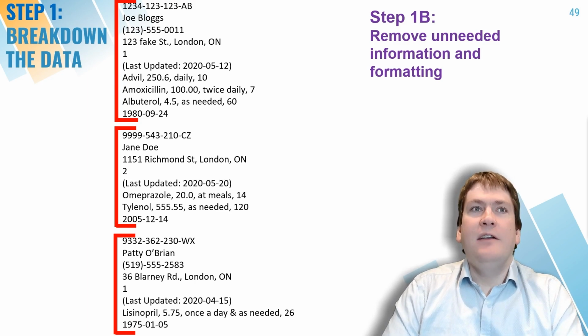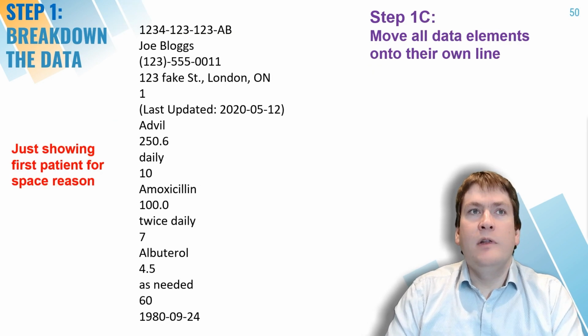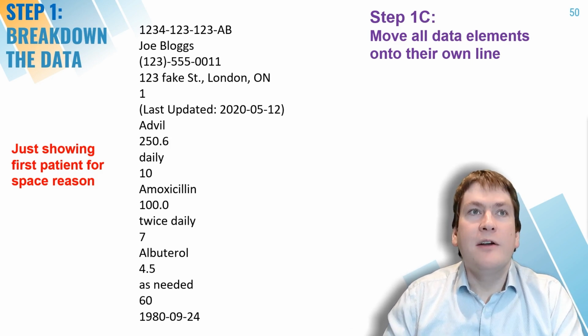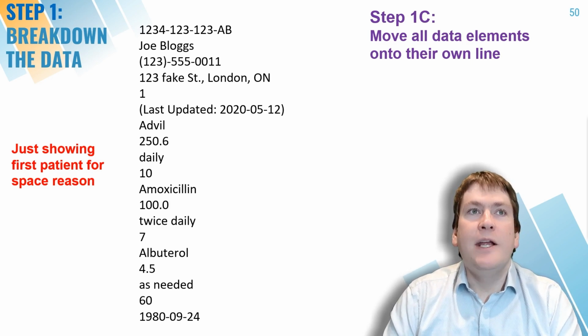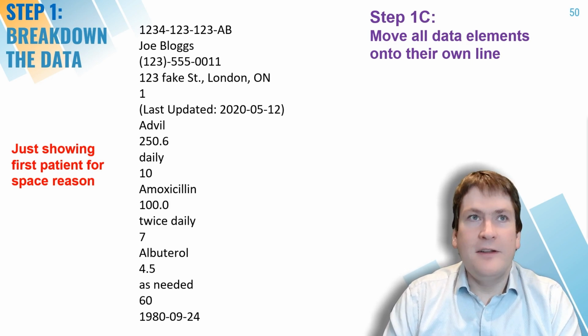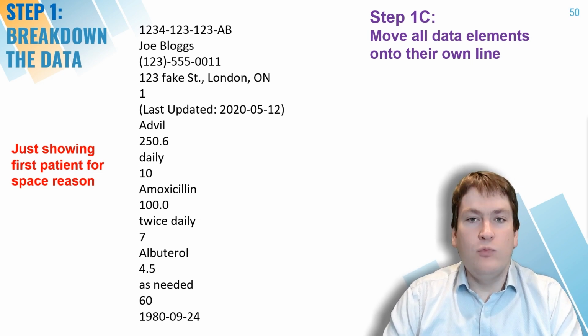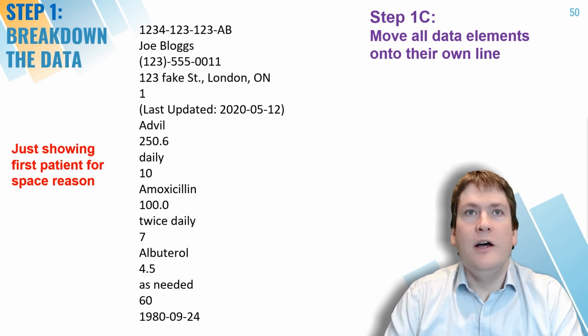You will notice that for the medications, we do have a few different data elements on the same line. So the next step is going to be knocking all of those onto each line, so every part of the data is on its own line. Right now, we're just looking at one patient record, just for space reasons, because it would be hard to show the whole record all at once. What we see on the screen now is one patient record with absolutely all data elements put onto their own line.